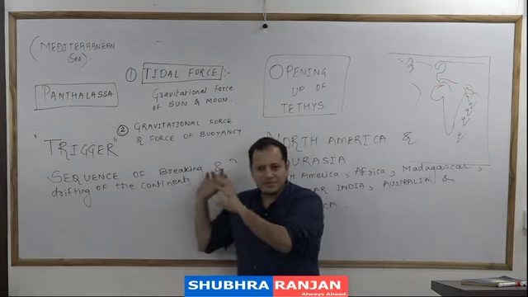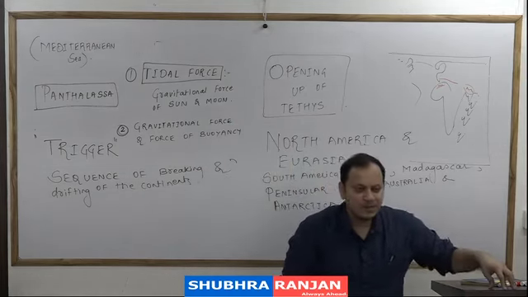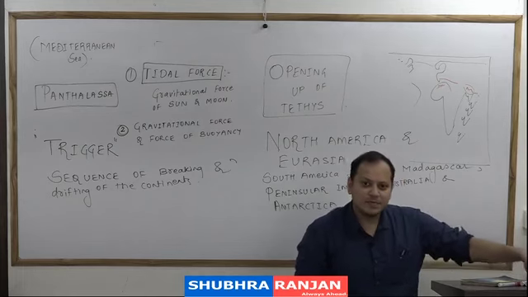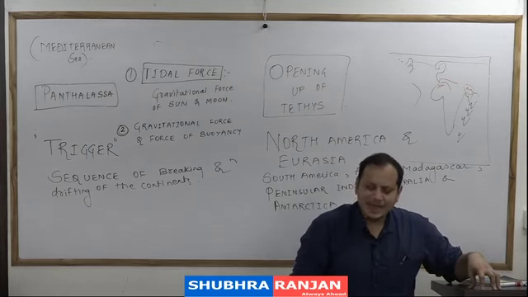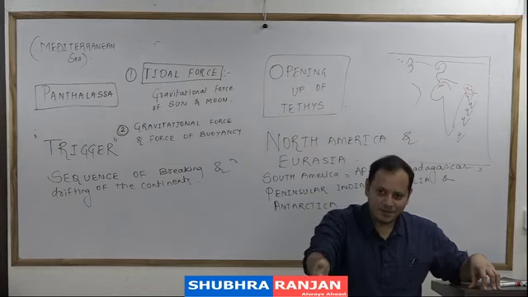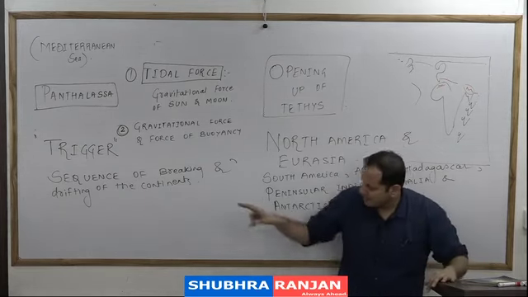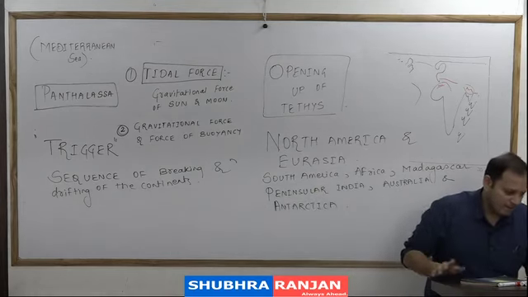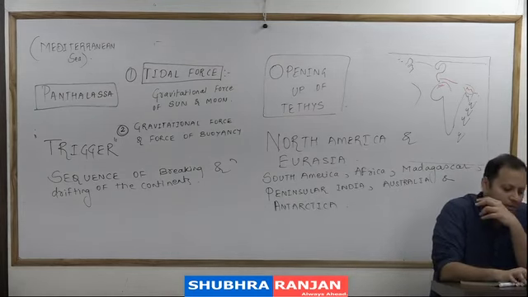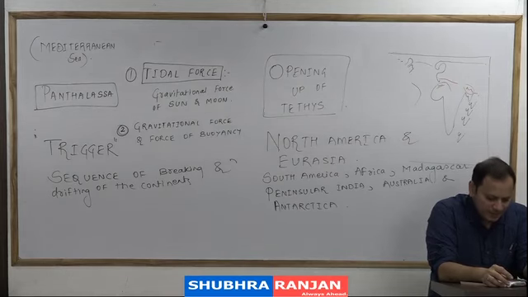In some books, this point is given in a different language: Wegener could not explain why Pangea was intact before the Carboniferous period. We have written it the other way round: he could not explain why Pangea broke after the Carboniferous period. So you should remember both the languages are the same. Next point: there were a lot of errors in Wegener's theory.